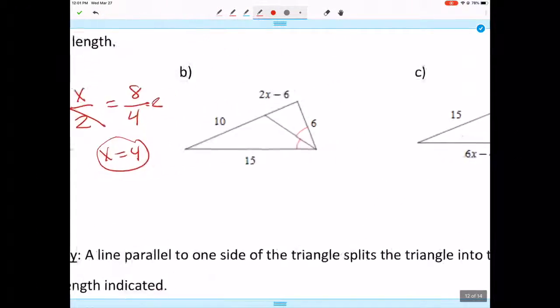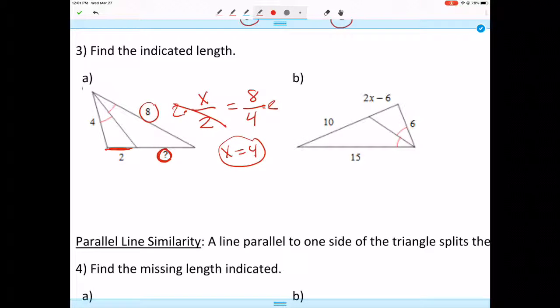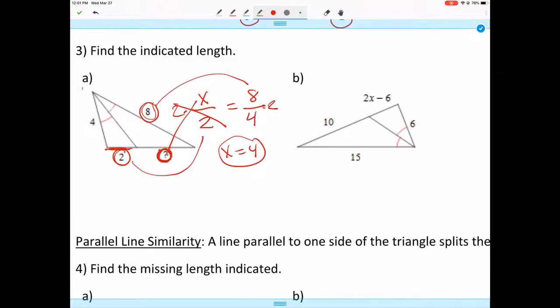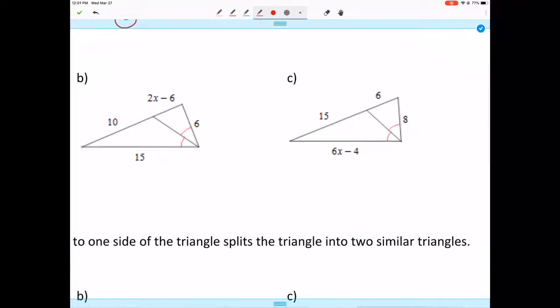So here I'll look over this one more time. Our question mark is our x. Its corresponding side would be 2. And then 8 will go on the top. For this problem, I have the large triangle on the top and the smaller triangle on the bottom. It just turned out that way because I chose to have x be on the top. And then we divide by 4. Okay? So let's do some more of these examples.